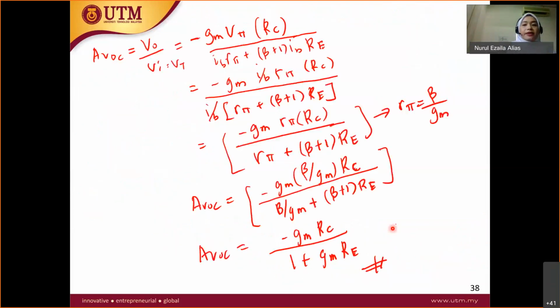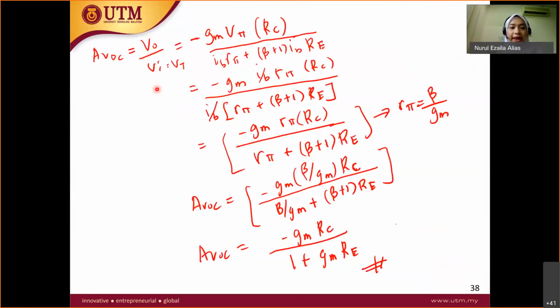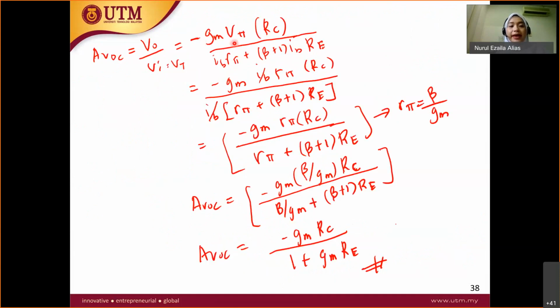And then after that, we find the AVOC. For this AVOC, you see that AVOC is V out over V in. V out is quite straightforward because V out is equal to the voltage across resistor RC. Again, your gm V pi is going downward. So in order to get positive V out, you need to have current going downward through your RC, so it's like the opposite direction. So you need to put negative gm V pi RC.